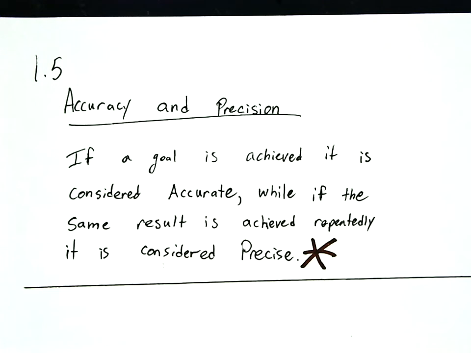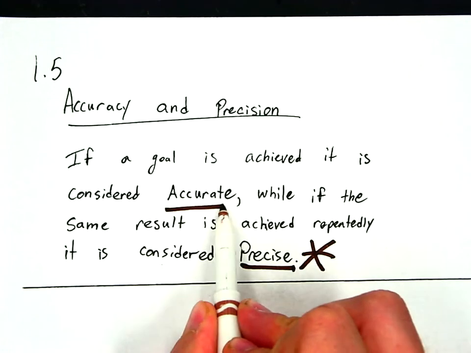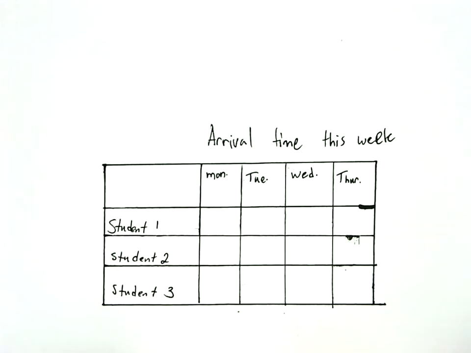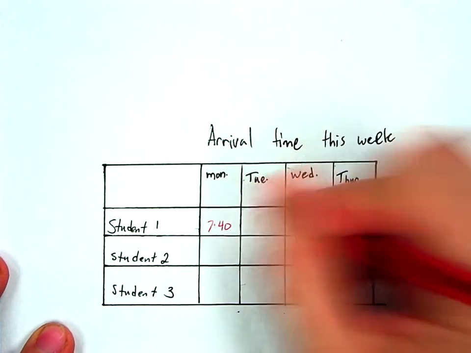An additional note that I want you to add is that in science, we care more about being precise than necessarily being accurate. If we know that something is precise and we can get the same result over and over again, we consider that to be better data than if we see that we get one result that we want once. So let's look at this idea of accuracy and precision.